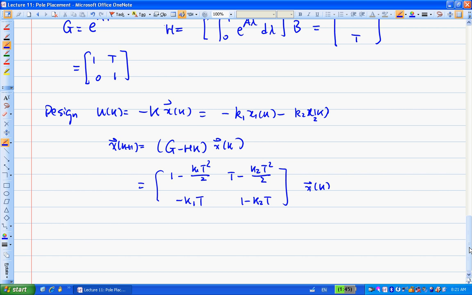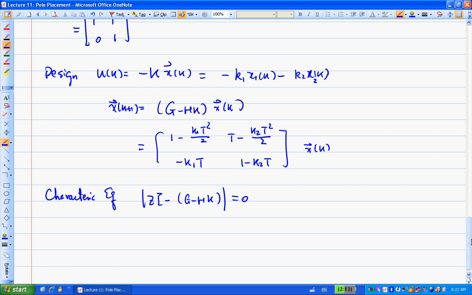The characteristic equation of this system is the determinant of zI minus G minus HK. So you plug this matrix in here, and I is a 2 by 2 unity matrix multiplied by a variable z.